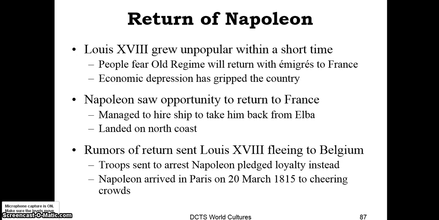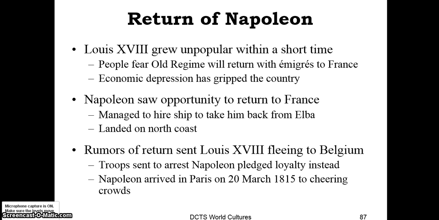So that's not the end of Napoleon, though. Louis the 18th will grow unpopular within a short time. People are afraid that with Louis returning to the throne, the old regime is coming back, and they don't want it. The people of France do not want the old regime back. Economic depression is going to grip the country once again.